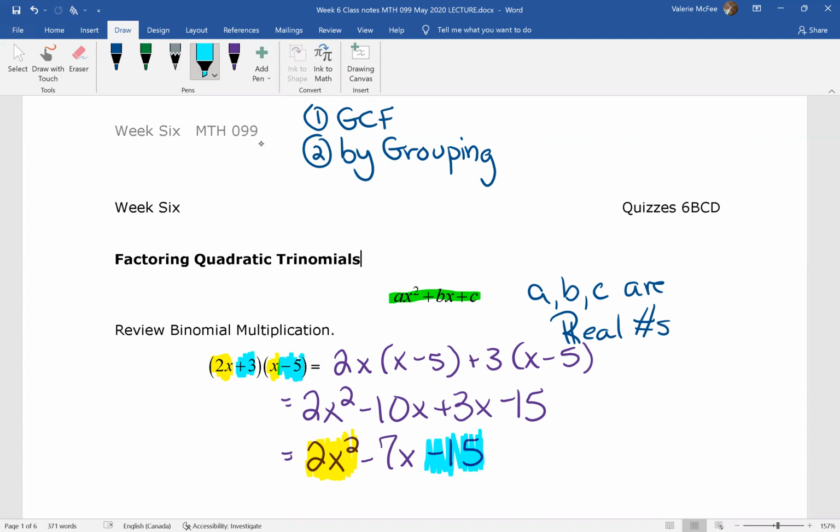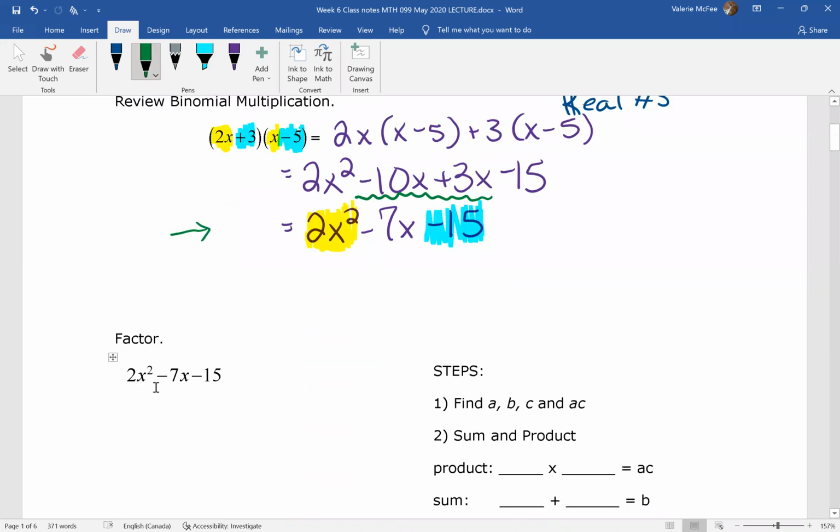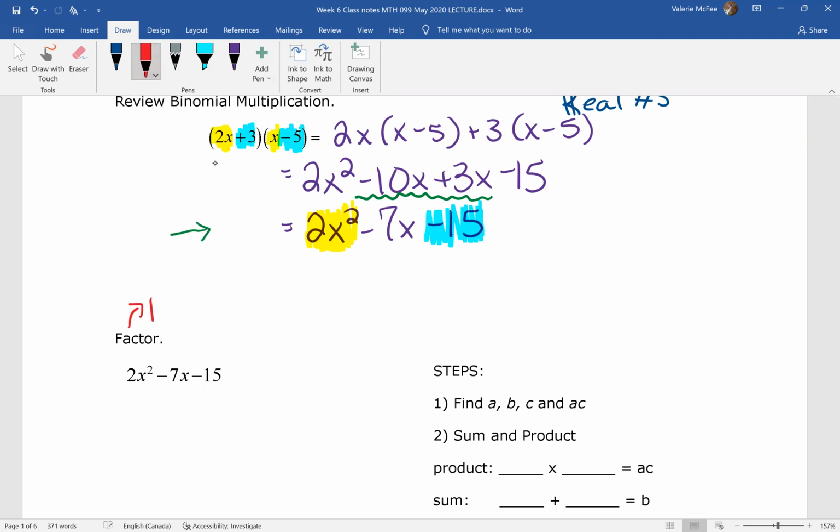But how do we get that middle term? How do we figure out that we need a positive 3x and a minus 10x? That's what we want to talk about here. So we're going to take this trinomial and factor it. We're starting with 2x squared minus 7x minus 15. And remember, when you're asked to factor, we're always looking for a product. What are we multiplying to give us this trinomial? Well, we already know in this case, but we're going to work backwards.